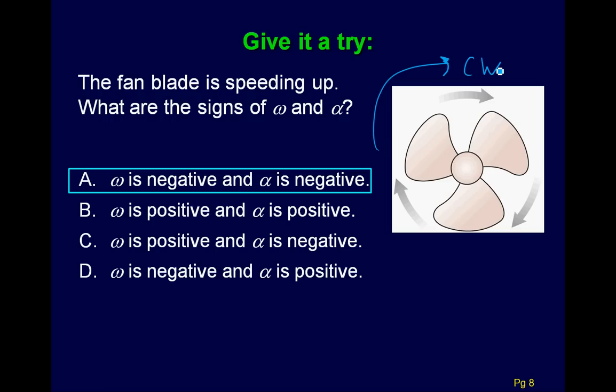So clockwise is the negative direction, and since it's rotating clockwise, this will be negative. And it says that it's speeding up, which means the acceleration will be in the same direction as the angular velocity, so that'll be negative as well. Just a little tiny bit of a refresher there.